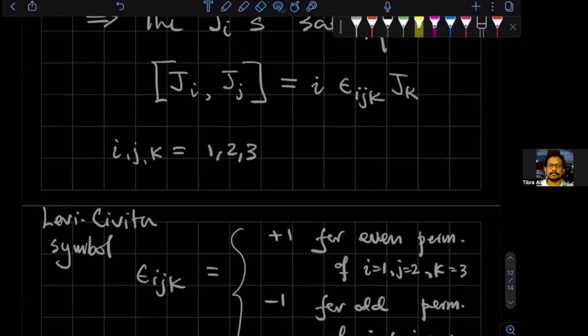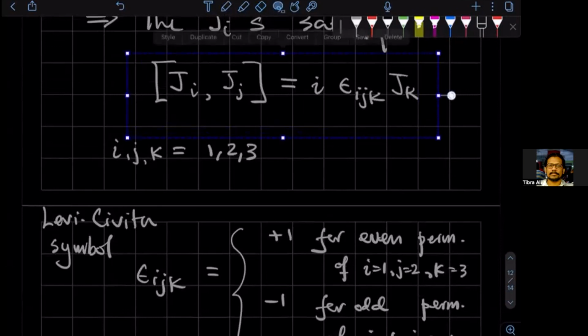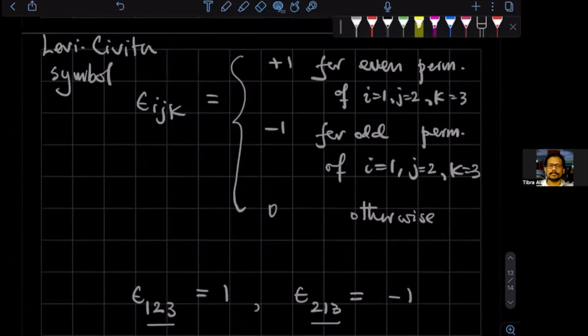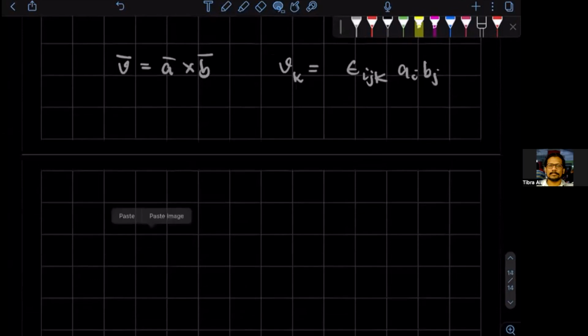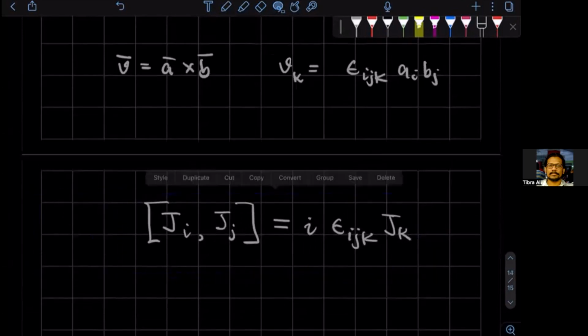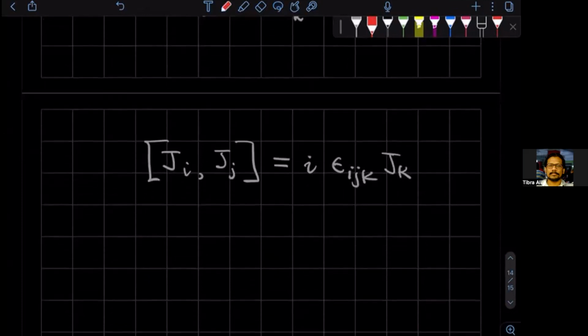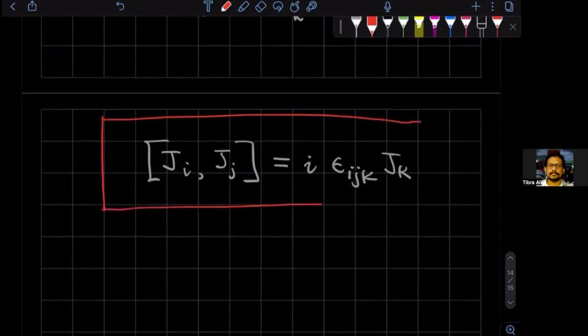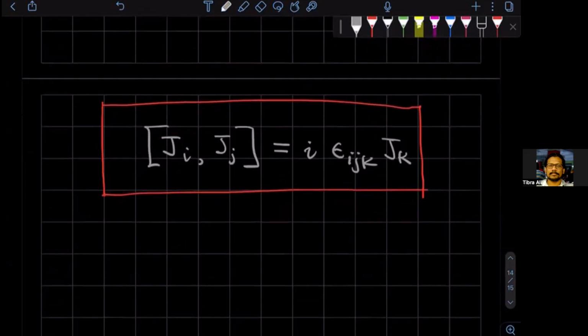All right, so this equation, it's pretty important. So let me box this up. It's called the Lie algebra of SO3. Okay. So here, Einstein, there is a sum over k.